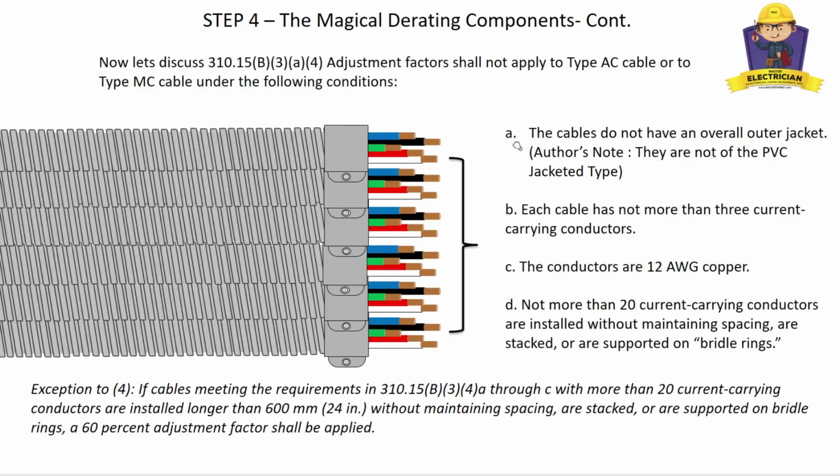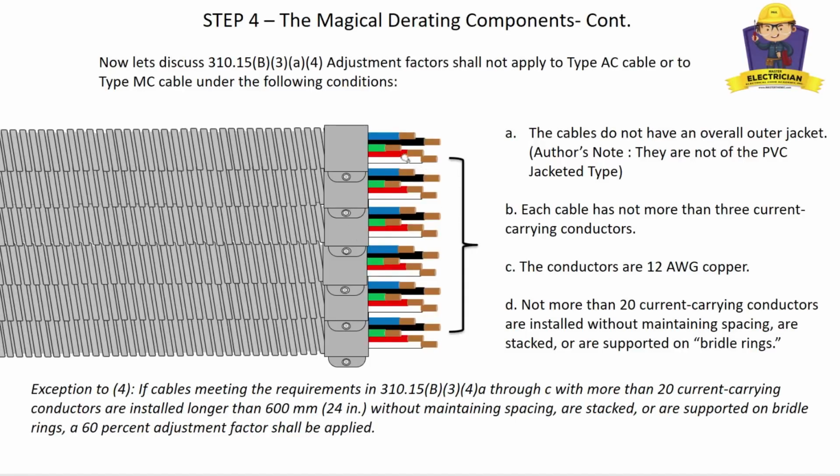Well, first of all, if your MCs or AC cables don't have an overall outer jacket, like a PVC jacketing, okay, if they don't, then that's A, and you're good. B, it says each cable has not more than 3 current carrying conductors. Well, in this example right here, I've got a blue, a black, a red, and a white. Now, if this white wasn't a current carrying conductor, and we discussed that earlier, then I would only have 3 current carrying conductors, and I would be in compliance. So this cable would be good, and everybody would be good.